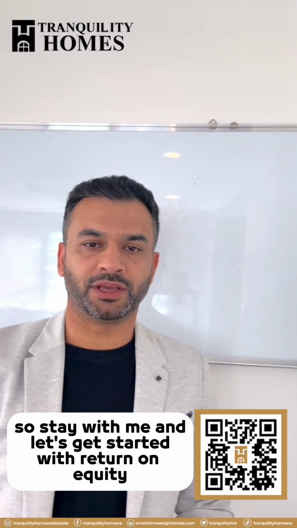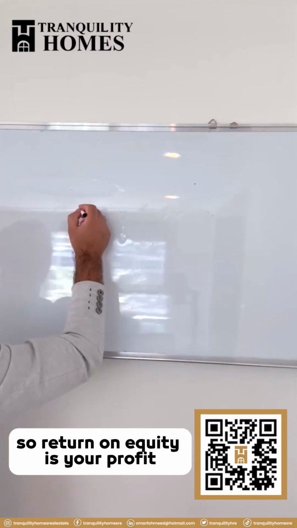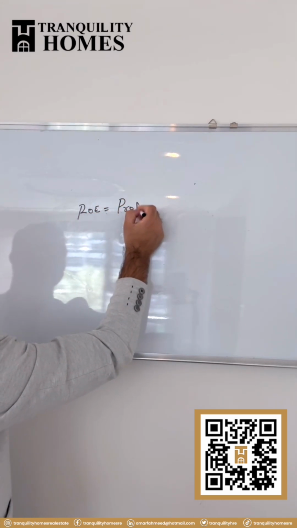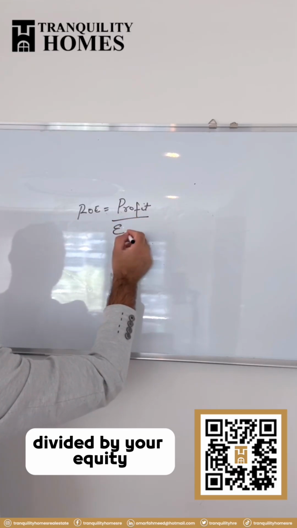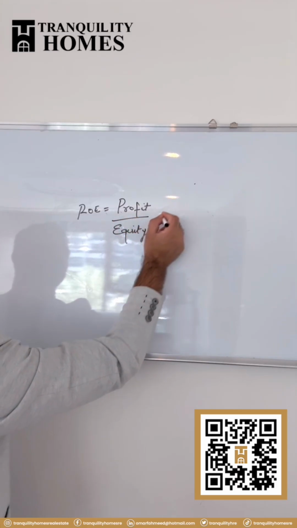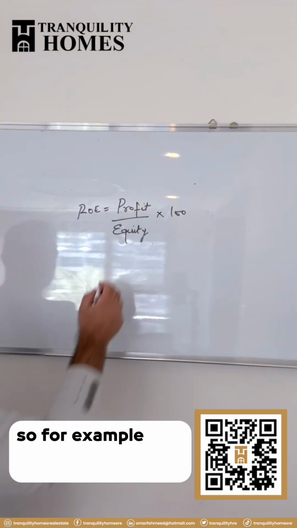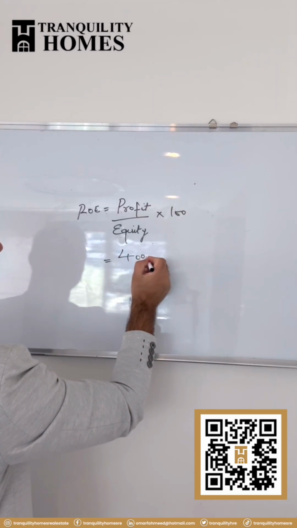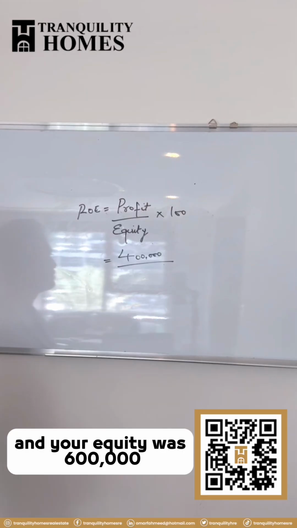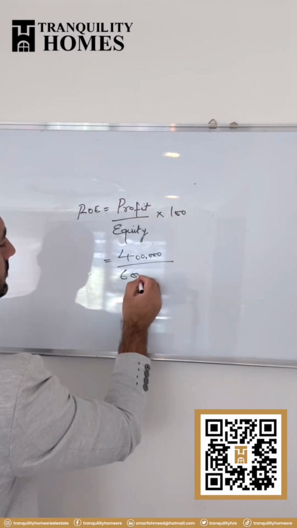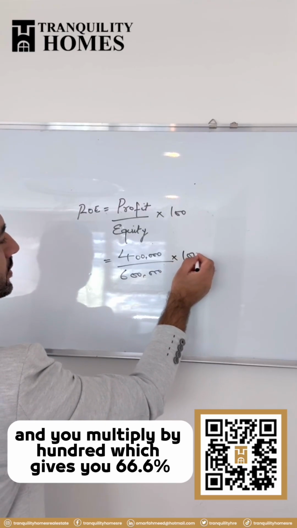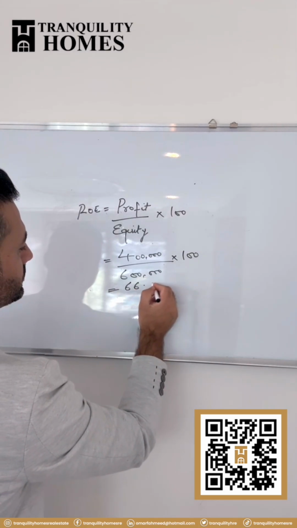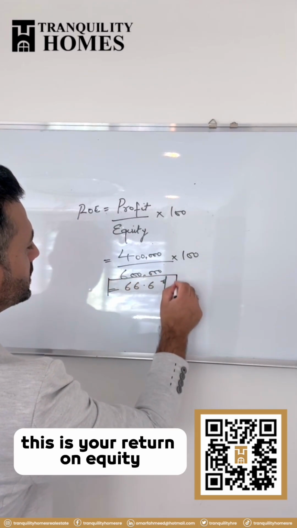Let's start with return on equity, which is a very basic formula. Return on equity is your profit divided by your equity, multiplied by 100. So for example, you made a profit of 400,000 and your equity was 600,000, and you multiply it by 100. Which gives you 66.6%. This is your return on equity.